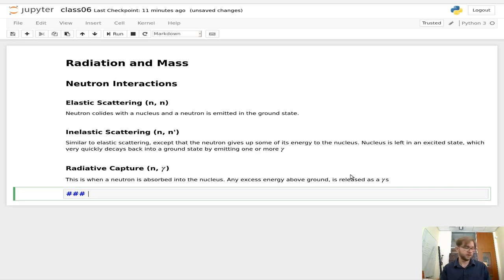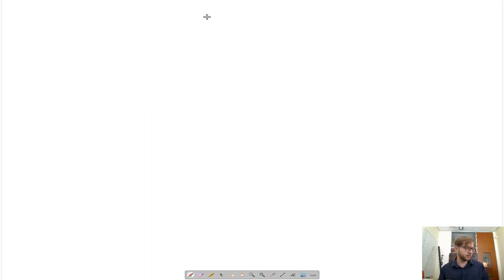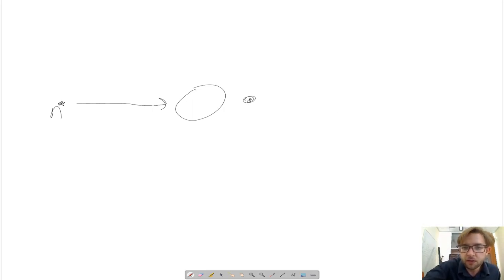The next kind of interaction is called proton production. This is denoted as N comma P. Very similar to the way that radiative capture works. In proton production, as you might have guessed, a neutron comes in, hits a nucleus, and a proton is emitted, rather than a neutron or a gamma ray.